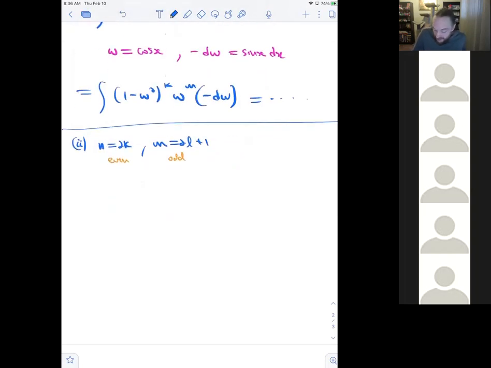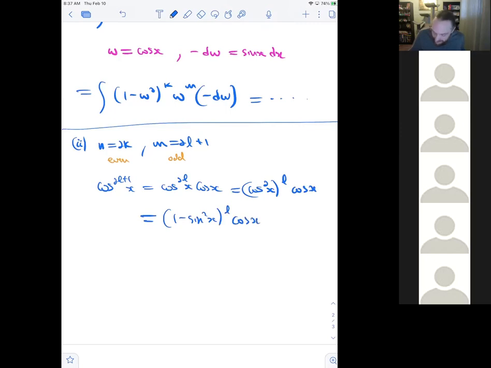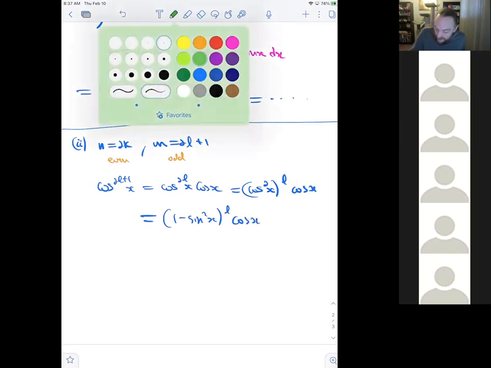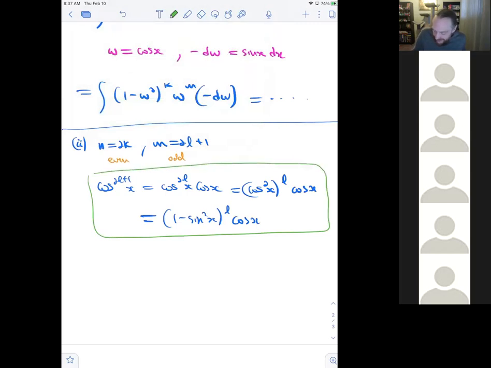Then what we're going to do is have cos 2l plus 1 x is equal to cos 2l x times cos x. And then I'm going to use the Pythagorean identity. This is cos squared x to the power l times cos x. And that, of course, is equal to 1 minus sine squared x to the power l times cos x. This is how I use the exponent laws and the Pythagorean identity to get rid of cosine this time.